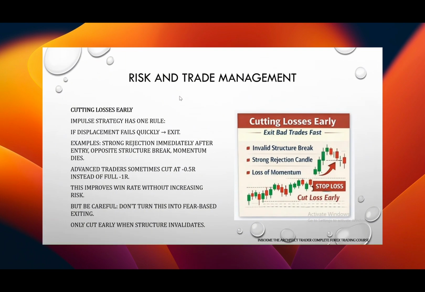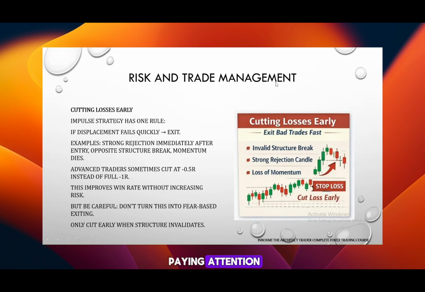Then the impulse strategy has one rule: if displacement fails quickly, exit. Strong rejection immediately after entry. Opposite structure break, momentum dies. These are several reasons why you can leave the market. When you enter and then you see a strong rejection, you do not want to mistake all this for emotional trading decisions, right? That's why I said there are rules that you set down to keep you on the right track. Maybe opposite structure break, like I explained just now, or maybe the momentum just dies. The market is not moving with great candles anymore.